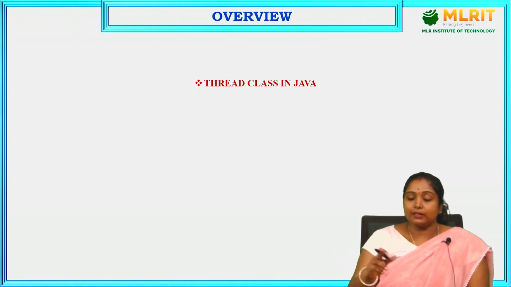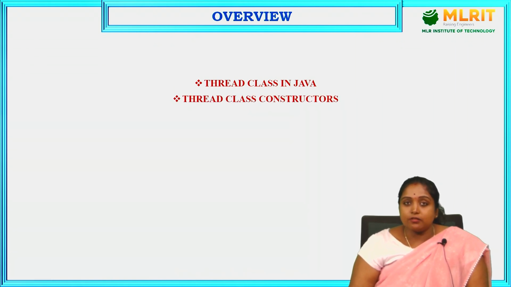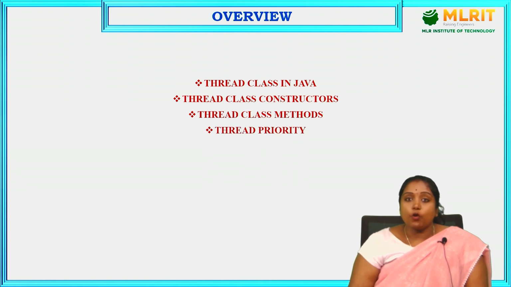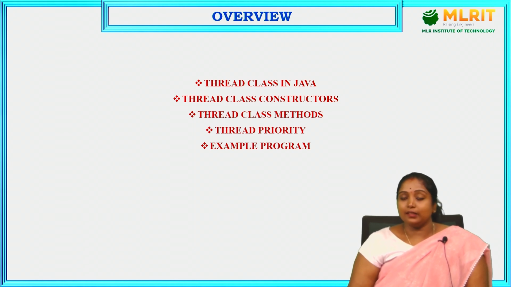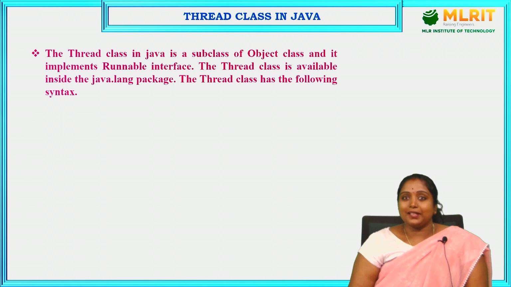Actually, we have seen the built-in class. So, what is that thread built-in class, what are the thread class constructors and the methods that come with the thread class, and what are thread priorities, with an example program for thread priorities. We are going to see these things in today's session. So, coming to the thread class.